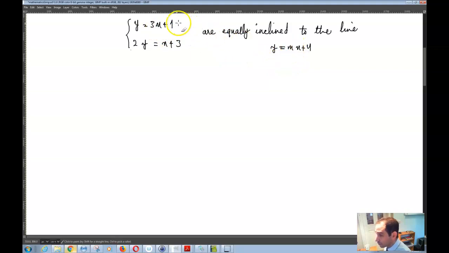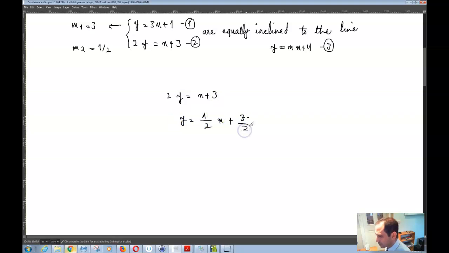So the inclination of, let's call this, for example, line number 1, line number 2, and line number 3. Over here the slope of this line is m1, which is equal to 3. The slope of this line is basically 1/2. m2 is equal to 1/2, because you would write this as 2y is equal to x plus 3, and then y is equal to 1/2 x plus 3/2. So then your slope would be 1/2 here, and over here your slope m3 is equal to m.